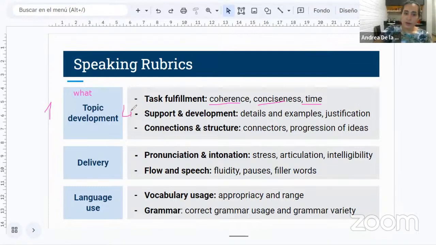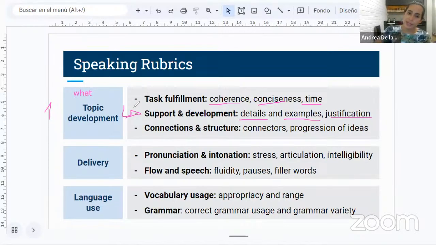Another thing that they look at is how much you're supporting and developing your response. So let's say you say, I like pizza. Then you have to support what you're saying, right? You have to justify what you're saying. So how developed, how deep is your response? How much support are you giving to your response? Are you giving enough details? Are you being specific? Are you giving good examples? That means basically the depth of your response.